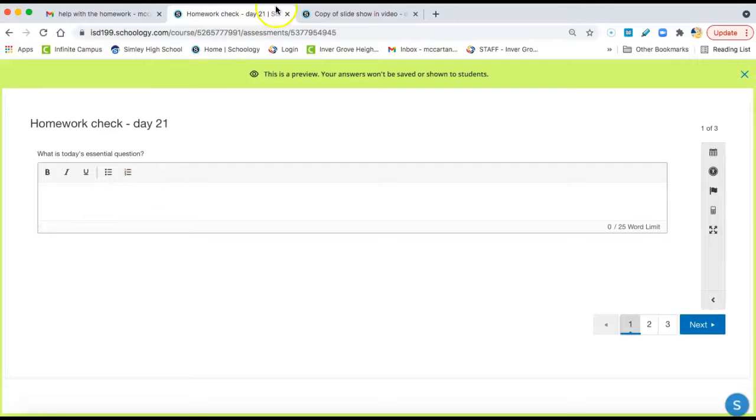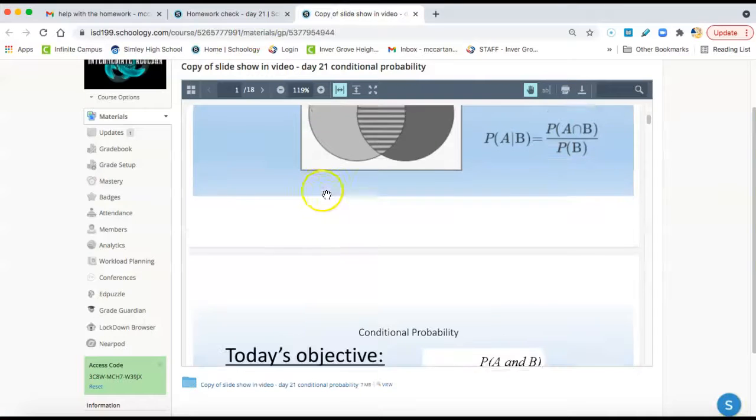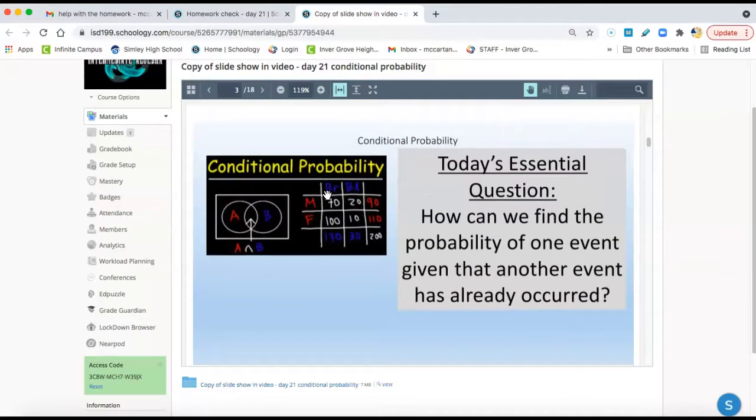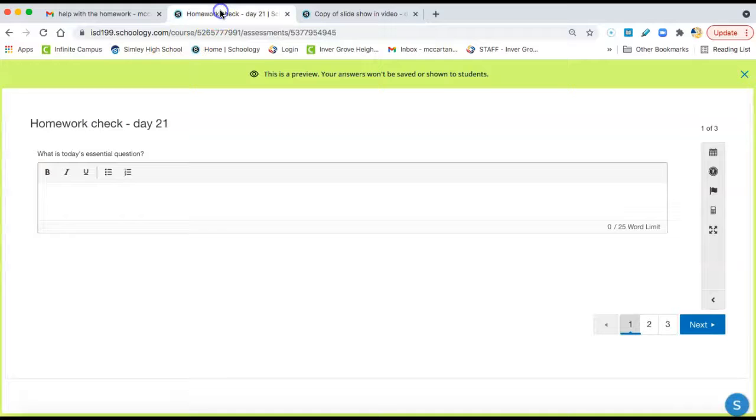All right. Essential question for the day. Usually the second or third slide. There it is. How can we find the probability of one event given that another event has already occurred? Again, that's the idea of conditional probability. We're looking at two events. They're dependent. One affects the other. So after the first one occurs, it alters, depending on what happened first, the probability of the second one.